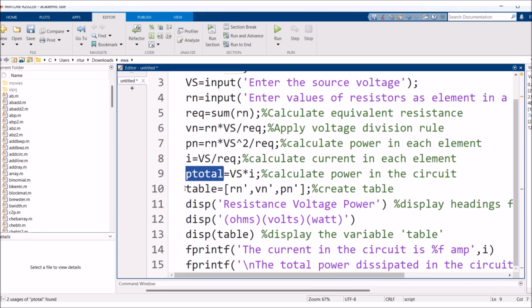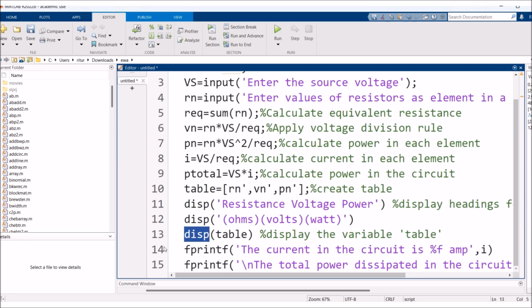We want to write the values of Rn, Vn and Pn in a table. For that purpose, table is equal to Rn dash, Vn dash and Pn dash. And we have displayed here Rn for resistance, Vn for voltage and Pn for power. And in the 12th line, we have displayed their respective units. Like for resistance, we have written ohms. For voltage, we have written volts. And for the power, we have written watt. To display the table, we have used the command disp table.